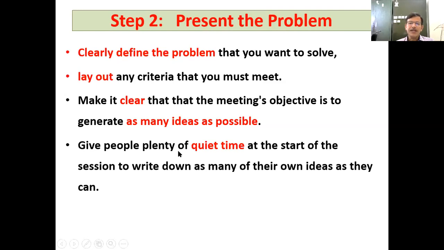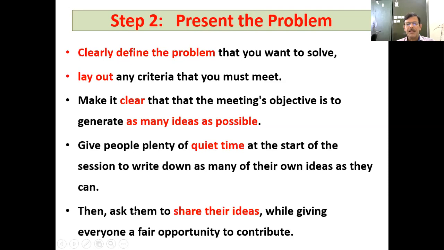Give people plenty of quiet time at the start of the session to write down as many of their own ideas as they can. So give them time to write down the ideas before sharing in the session. Then ask them to share their ideas, giving everyone a fair and equal opportunity to contribute. Tell them not to hesitate over feasibility or whether it is a good idea or a bad idea. So this is the second step.